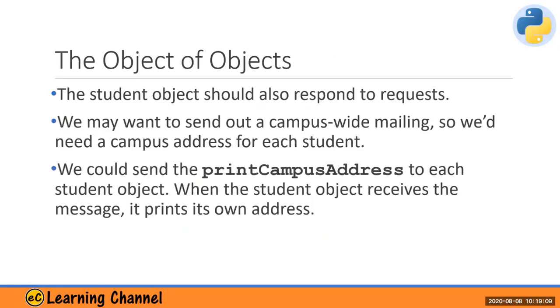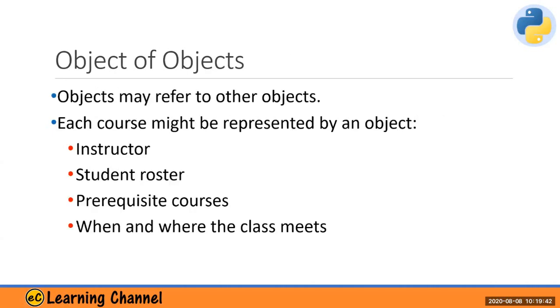So the student object should respond to requests. We may want to send out campus-wide email, so we need to have an address for each student. So we need to have a function called print campus address. Okay, campus address. So an object may refer to other objects. Each course might be represented by an object: instructor, student roster, prerequisite course, when and where the class meets. Okay, so these are different data that each course may have.